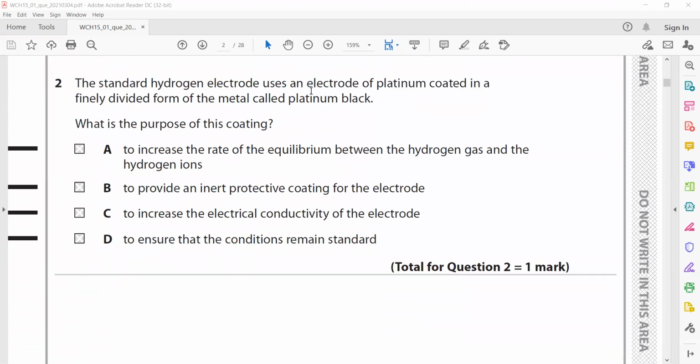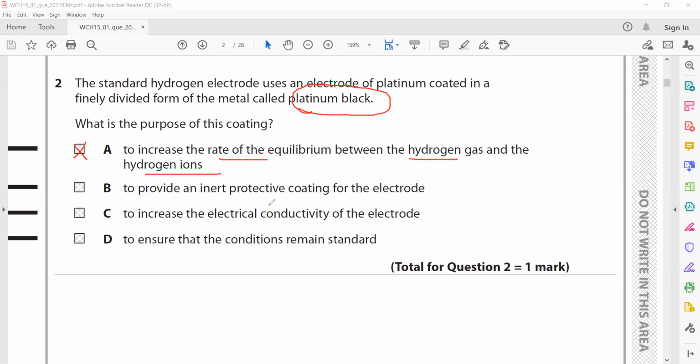The standard hydrogen electrode uses an electrode of platinum coated in a finely divided form of a metal called platinum black. So what is the purpose of this platinum black? It is used to catalyze the reaction, speed up the decomposition, as well as the conversion of ion into hydrogen gas. What is the purpose of this coating? To increase the rate of equilibrium or rate of reaction between hydrogen gas and hydrogen ion. So it catalyzes this reaction or speeds up this change.